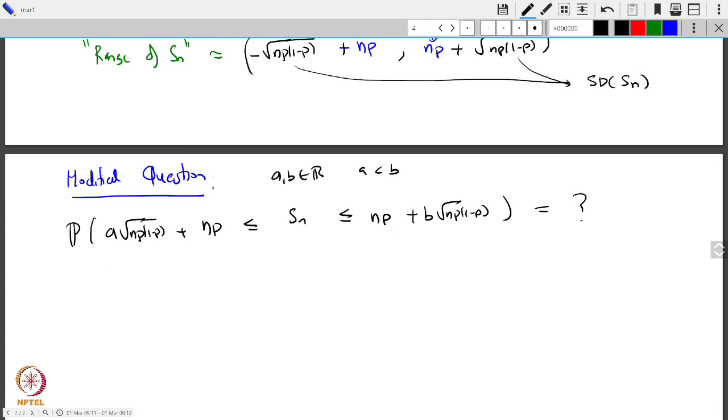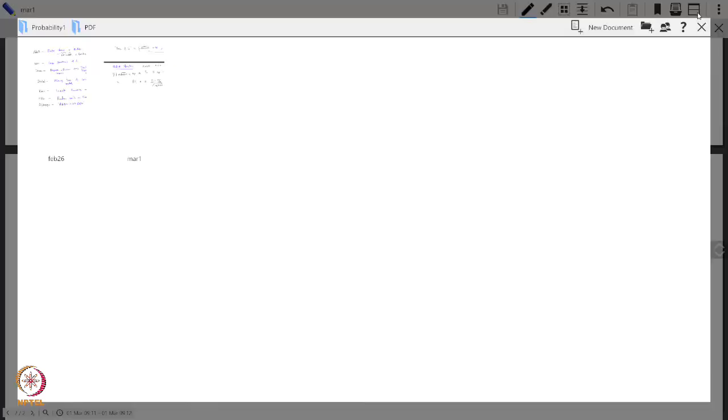But that's equivalent to saying, let me rewrite this a little bit, a is less than or equal to Sn minus n times p divided by square root of np times 1 minus p, which is less than or equal to b. So this is something I can understand. I've standardized my random variable Sn around its mean and I divide by its square root of variance.